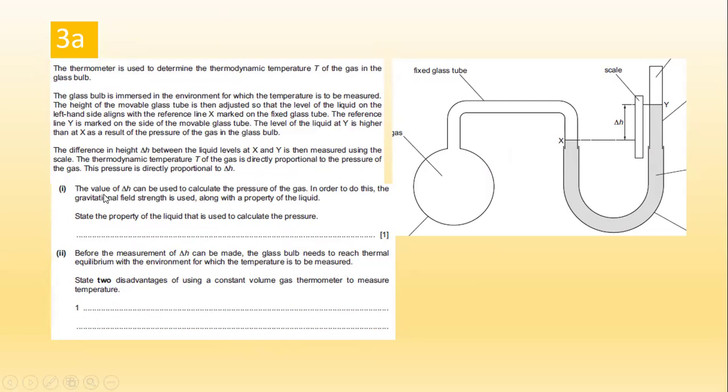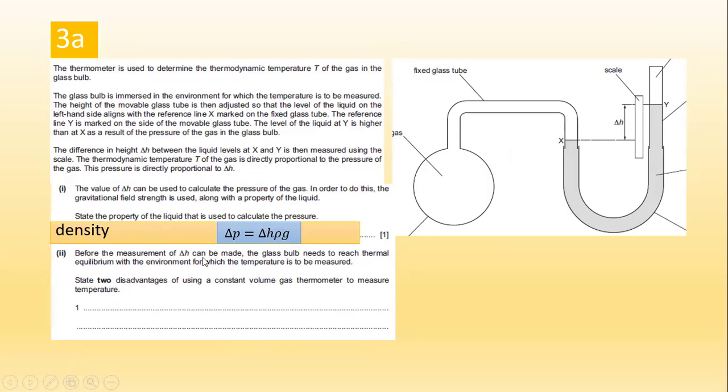The value of delta H can be used to calculate the pressure of the gas. In order to do this, the gravitational field strength is used along with the property of the liquid. State the property of the liquid that is used to calculate the pressure. Okay, what's the property of the liquid? Density. Okay, good. Basically, we are just using this formula from AS. Pressure is delta H rho g.